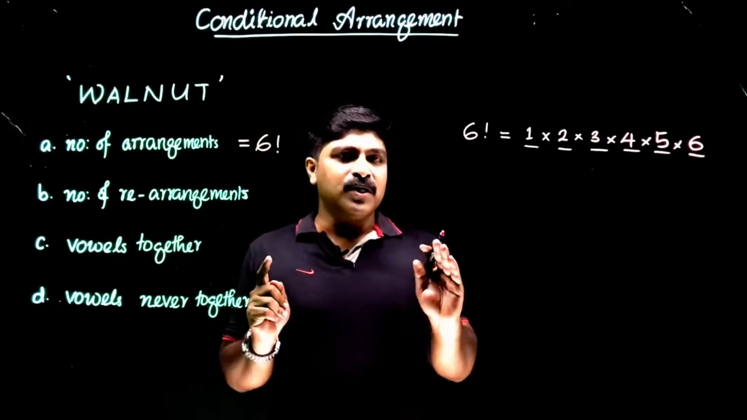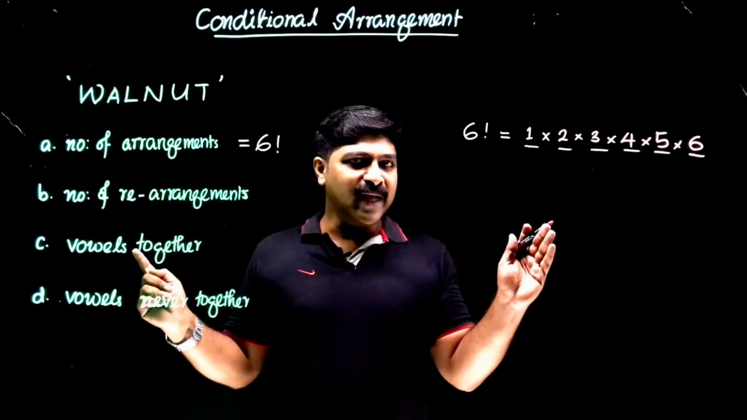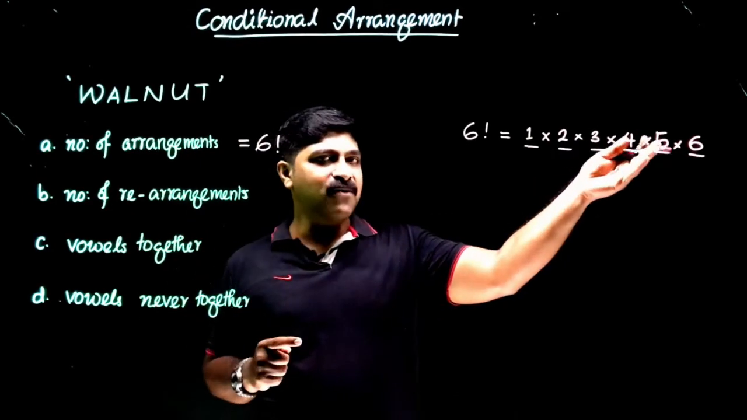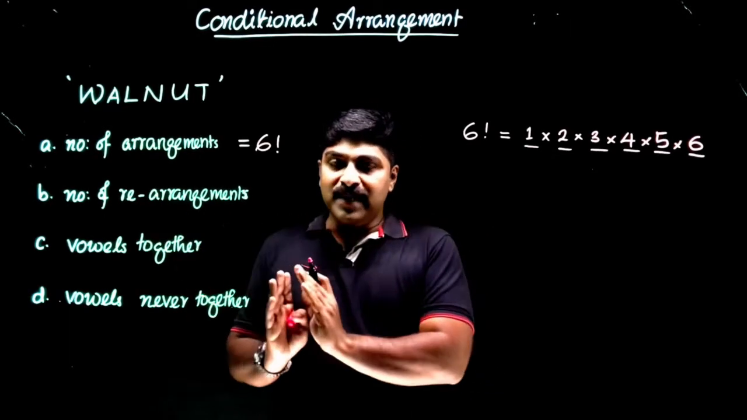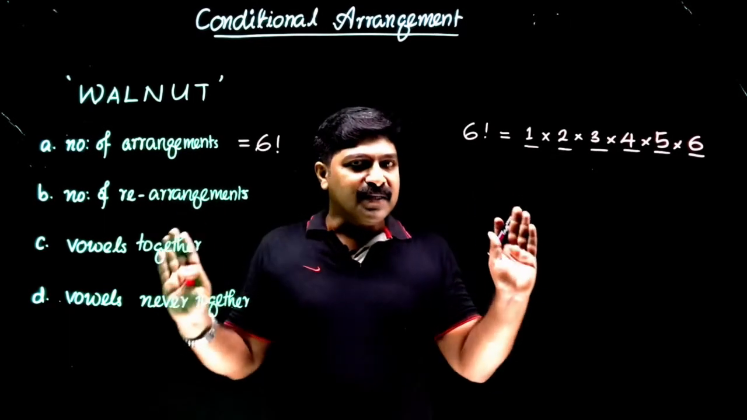Here we don't want to bother too much about the numerical value of 6 factorial. Anyway, you can easily find that the value is 720. But in this particular lesson, we are considering only the concept.